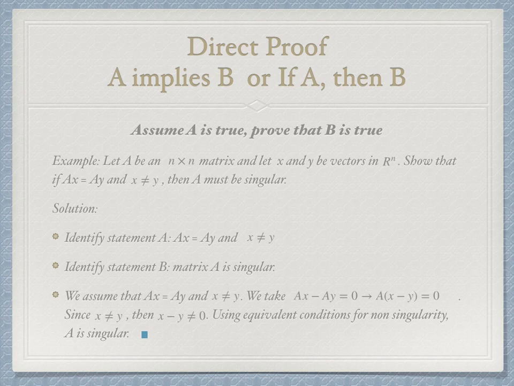At this point, we have a homogeneous system where A is a coefficient matrix and x minus y is a variable vector. So since we assume that x is not the same as y, then that means x minus y is not the same as 0. That means the system A times (x minus y) equals 0 has a non-trivial solution. Okay, so by using the equivalent conditions for non-singularity, if a homogeneous system has a non-trivial solution, then the coefficient matrix A has to be singular. This is when I complete my proof.